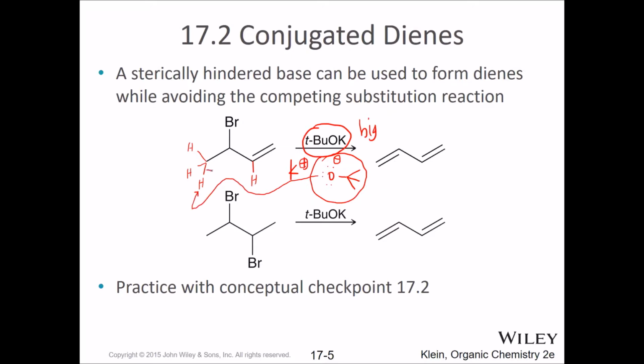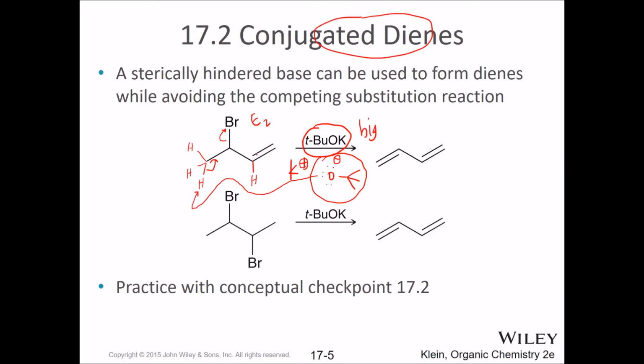That's what we get. This is an E2 elimination. And that's how we get conjugated dienes.